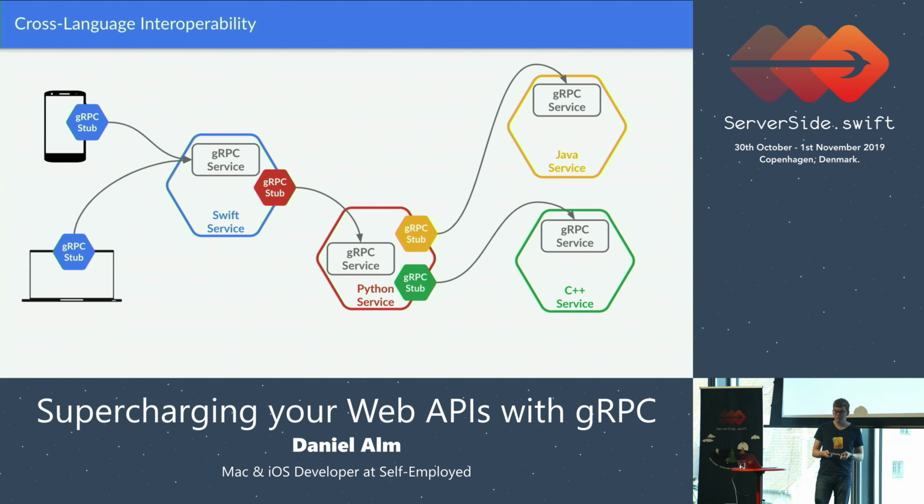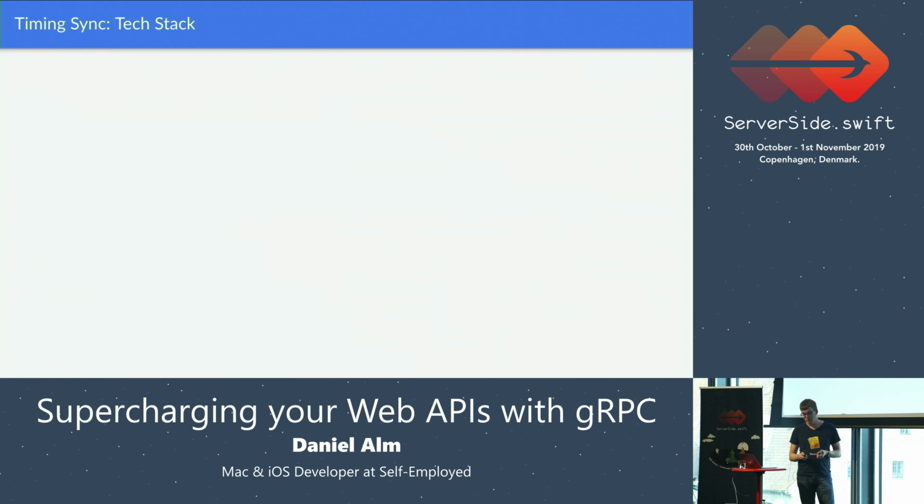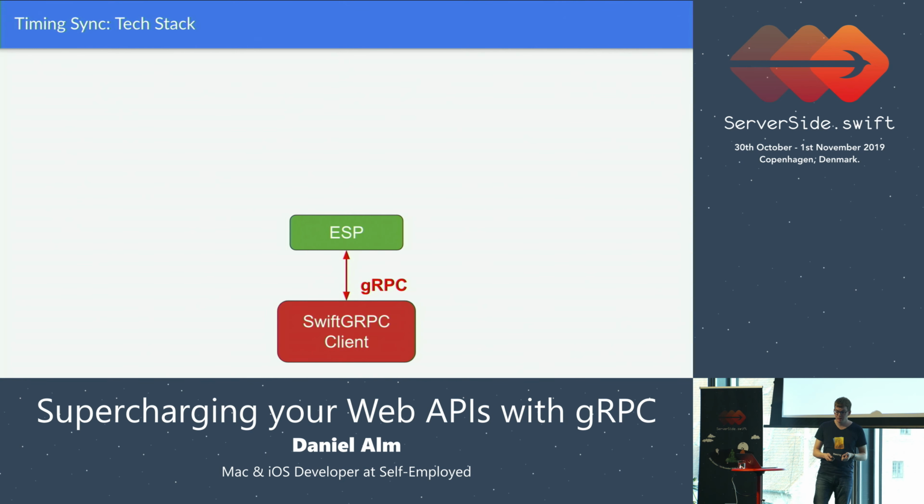Let me illustrate how this works in practice with the timing sync service. First of all, we have the Swift gRPC client running on macOS in the user's app, which talks to the endpoint service proxy, which is essentially a proxy that can be used for API management by Google. It can also transcode HTTP1 and JSON to gRPC. So if you have still some legacy clients that actually want to talk HTTP and JSON to you, you can do that with the endpoint service proxy.